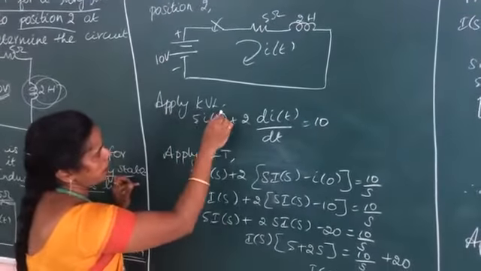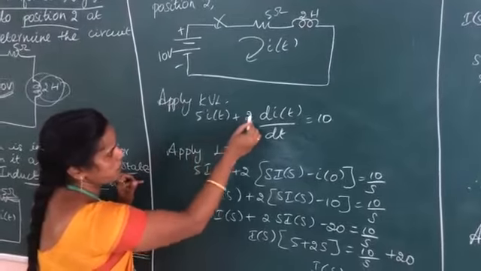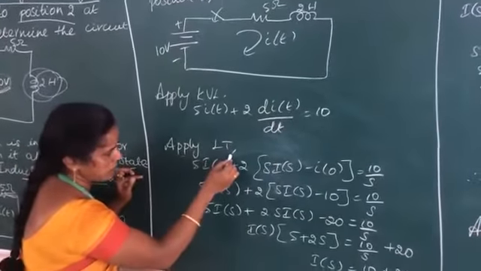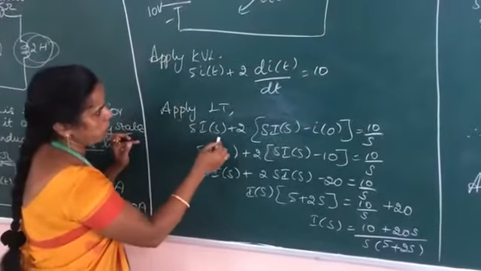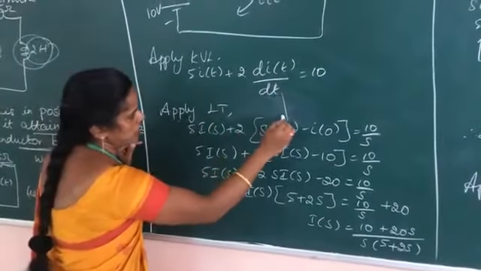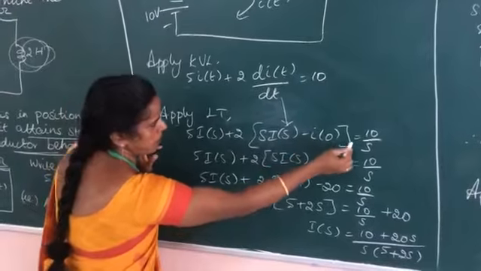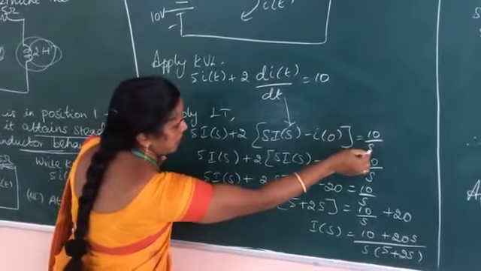So first we will apply KVL for this circuit. 5 into I of t plus 2 into di by dt is equal to 10. Second step is we are going to apply Laplace transform. So this is 5 into I of s plus 2 into, for this term it is going to be written as s into I of s minus I of 0, that is equal to 10 divided by s.